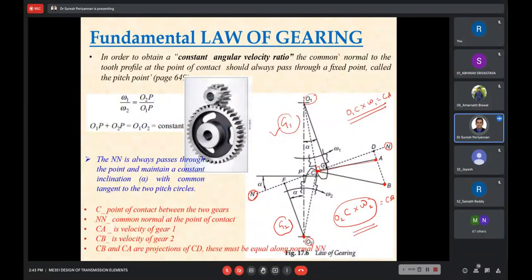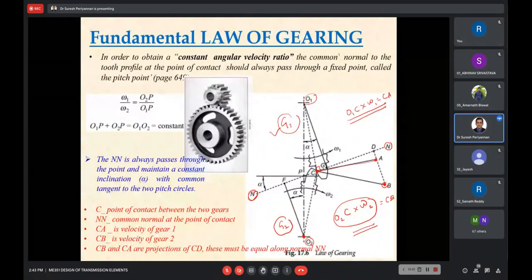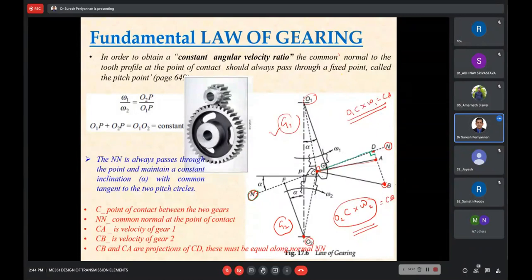Okay. C is the point of contact between two gears. Now, these two vectors CA and CB: the projection of these two vectors will give you CD. How can I say projection of these two vectors? When you project these two vectors at 90 degrees onto the common normal, that is CD. Okay. These are the things we have to understand for when we discuss the derivation now.